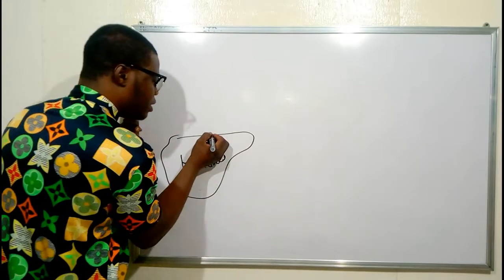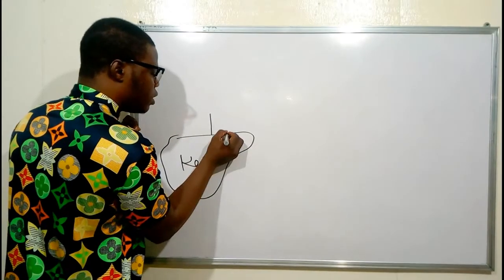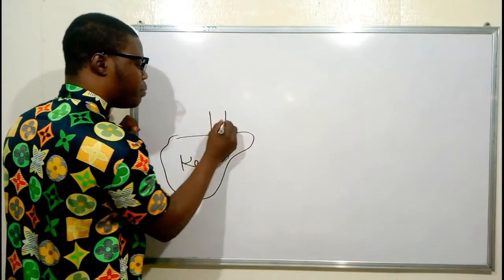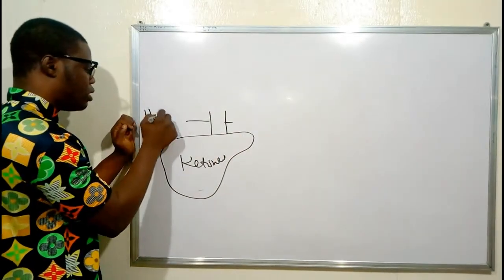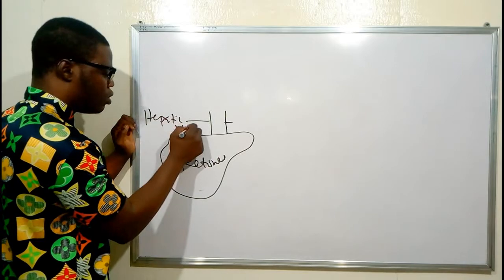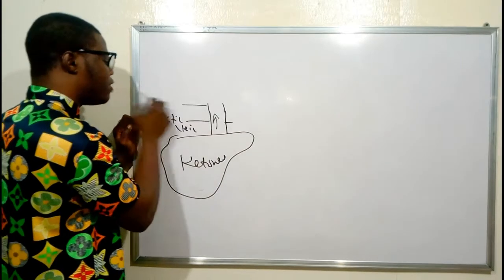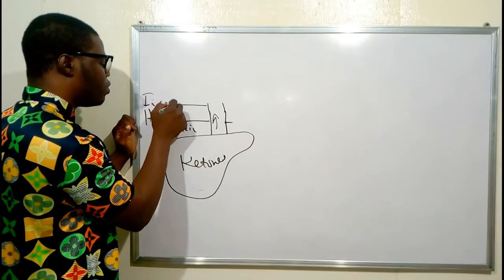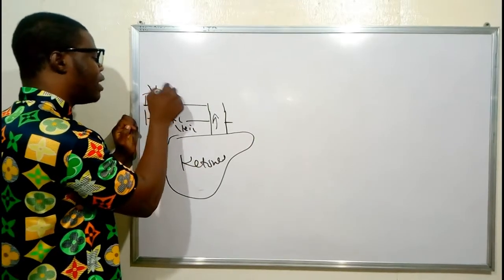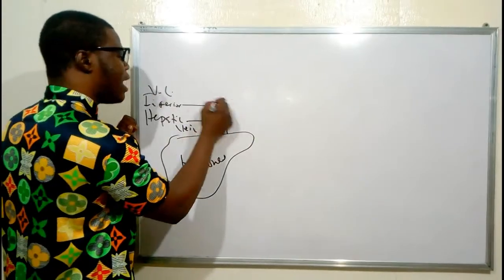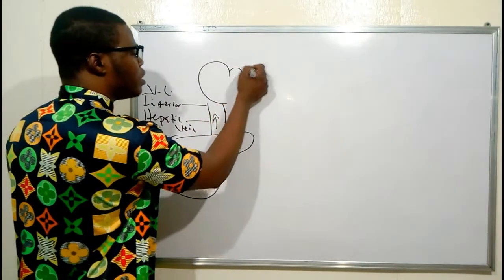So the ketone is going to go into what? It's going to go into the hepatic vein. Let's do it here. The hepatic vein. So we're trying to lead from the liver through the hepatic vein, now into what? Into the inferior vena cava. And from there it's going to go into the heart. Into the what? Into the heart.